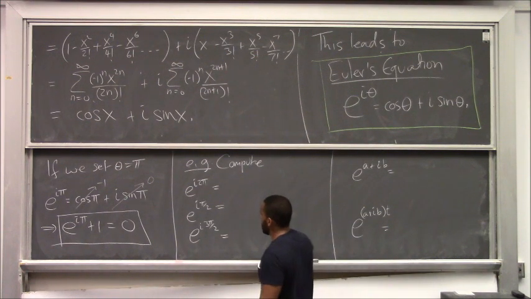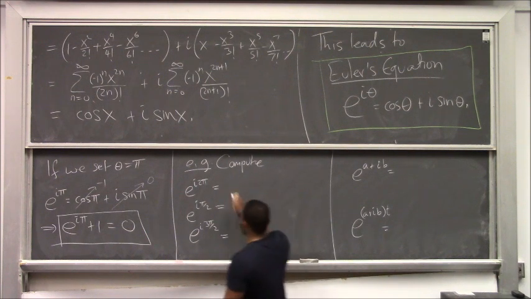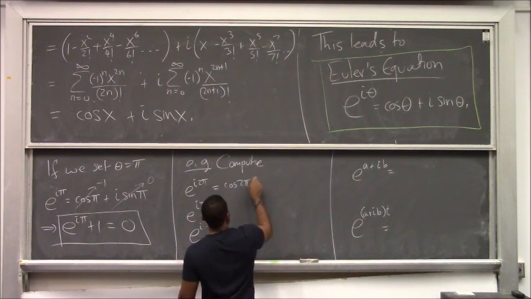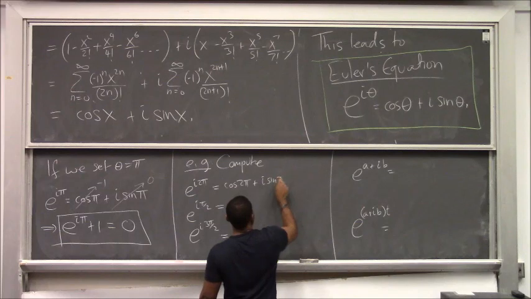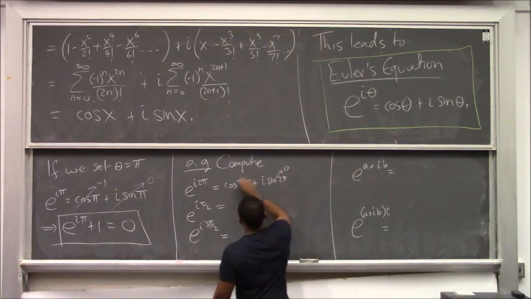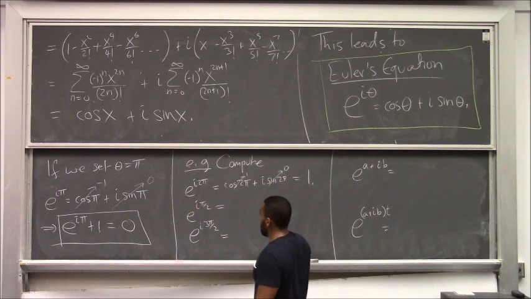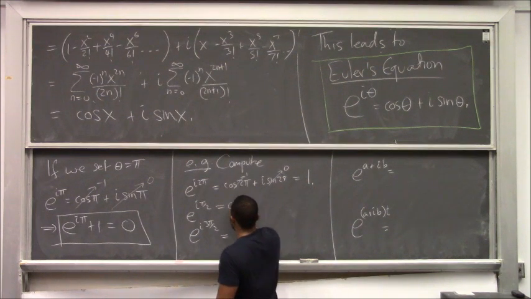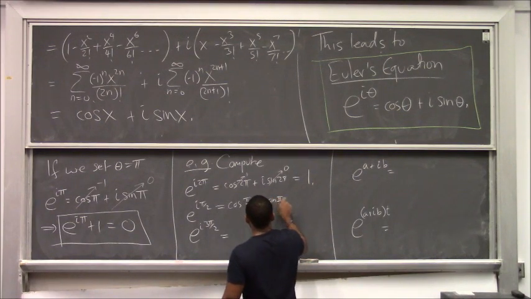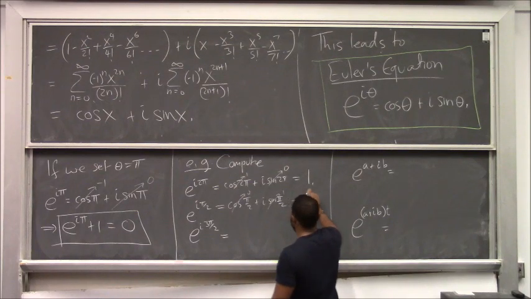Okay, so what is e to the i 2 pi? You're going to have cosine of 2 pi plus i sine of 2 pi. Sine of 2 pi is 0, cosine is 1. So e to the i 2 pi is the number 1. e to the i pi over 2 is cosine pi over 2 plus i sine pi over 2. Cosine pi over 2 is 0, sine of pi over 2 is 1. So that gives you i.